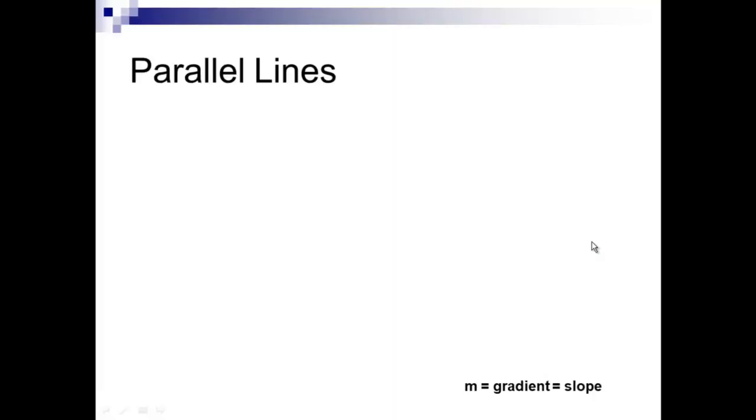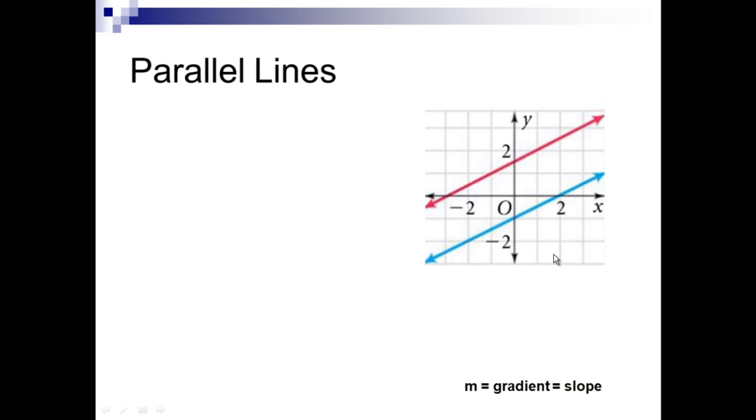The characteristics of parallel lines are: first, the lines never intersect. Second, the lines stay the same distance apart forever.